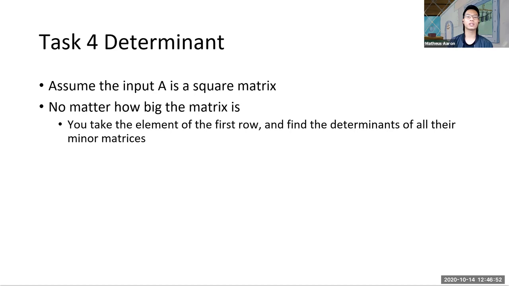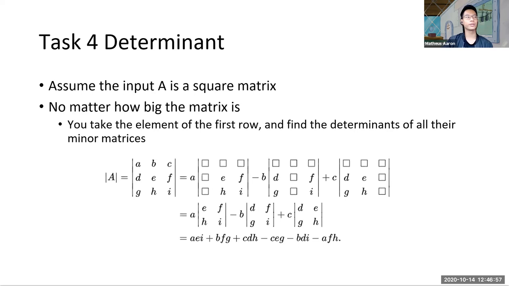You take the elements of the first row and find the determinants of all their minor matrices. For example, we take the first row here and iterate through it, and for each item in the first row, we multiply it with the determinant of the minor matrix. Just ignore the signs first. I know they are alternating, we'll touch on that later. I want you to focus on this part first, iterating through this.